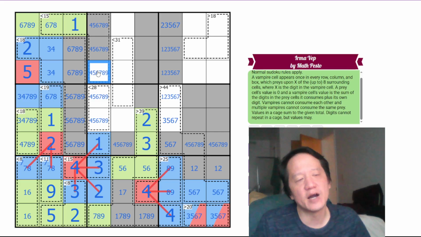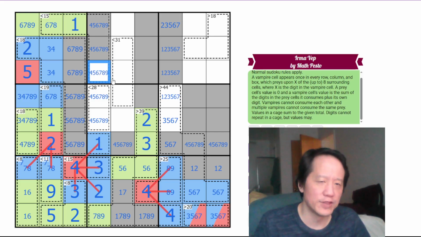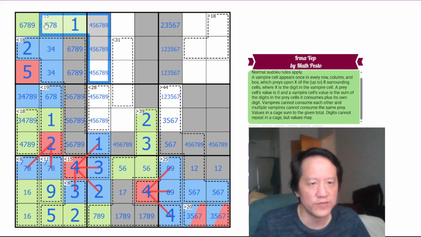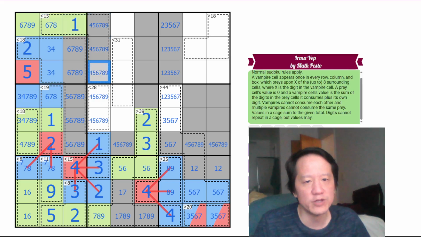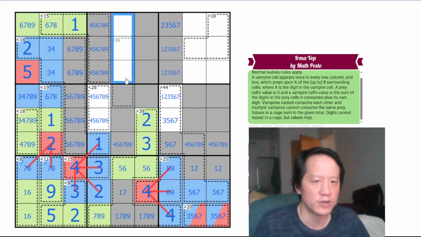If this is vampire, the problem with that is that these have to be essentially part of this cage. If this is vampired, these will always be part of the cage, and we have 1, 4, 5, 6 at minimum, which is 15 or greater. So this can never be the vampire, therefore one of these 2 is a vampire. None of these could be vampire. One of these 3 is a vampire here.